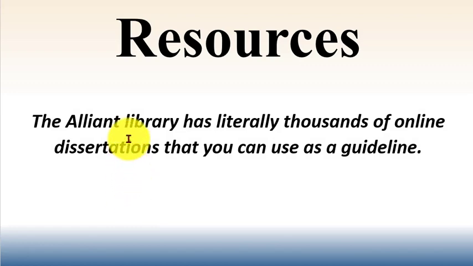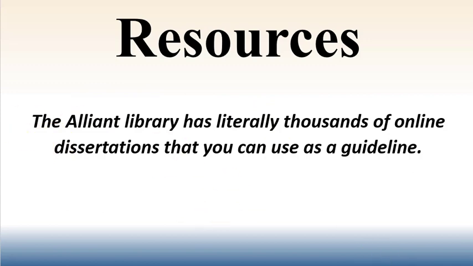And the Alliant Library, the librarian that Alliant has is a godsend. This person is so talented about data and information, but he's got literally thousands of online dissertations that you can use as a guideline. And they're free for Alliant students. You could download them through the library. And if you don't know how, just ask somebody that works there. They'll show you. In fact, they could find dissertations probably that are very close to what you're writing about. So you can see what other people did, how they did it, okay? Just to give you some ideas and some formatting issues, that kind of stuff.